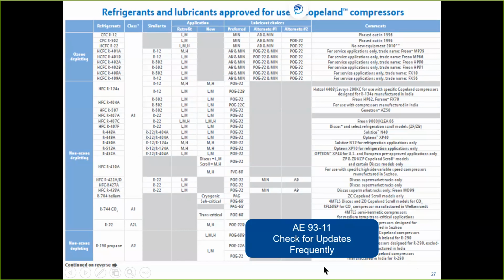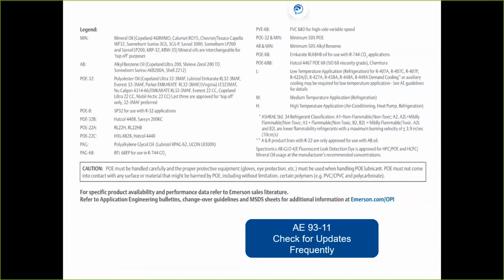You want to constantly check for updates. If you use the AE bulletins as opposed to a book or a card, you'll constantly get updated and you'll have the latest information, okay? On the back side of it, basically this is just showing all the flushes and any kind of dyes that we approve of. And to cut to the chase, we approve very little.